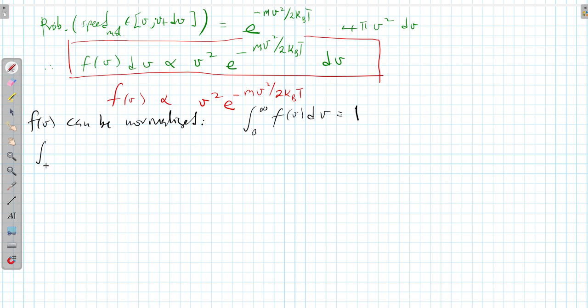So this is again the integral from 0 to infinity of v squared e to the minus m v squared divided by 2 kBT dv. This is going to be 1 divided by 4 pi squared, divided by m by 2 kBT.